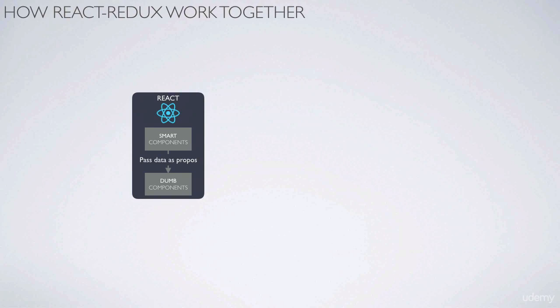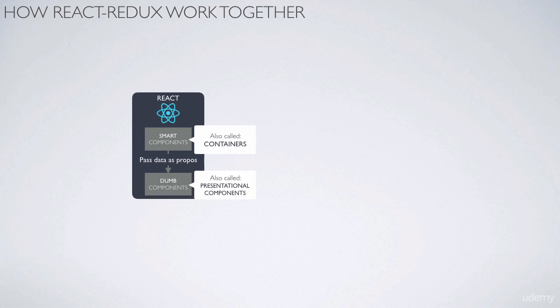In React, you will have smart components and dumb components, also called containers and presentational components. I just feel that smart and dumb are easier to understand. Smart components are those that somehow access the application state and therefore will need some extra lines of code to achieve that. Dumb components instead are those that have no relation with the Redux store. In dumb components, you don't get or set any state directly to the store.